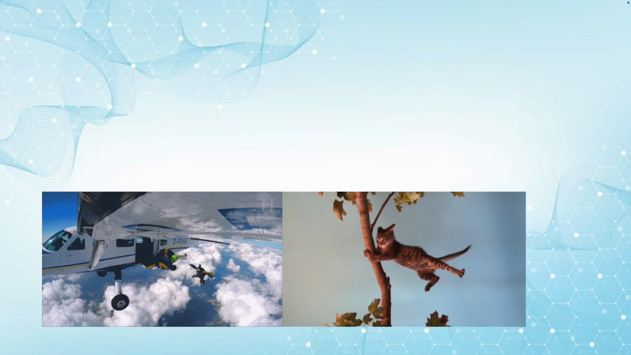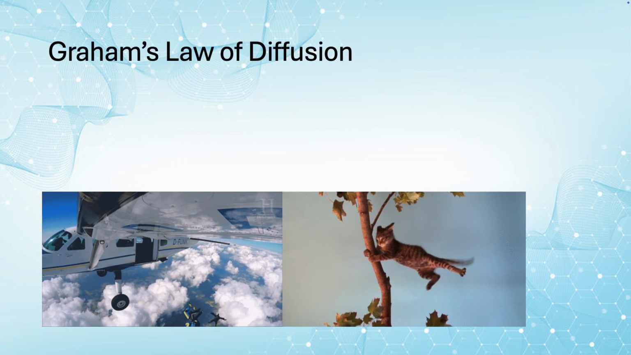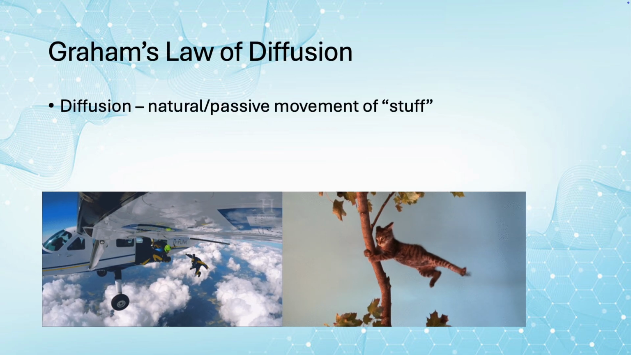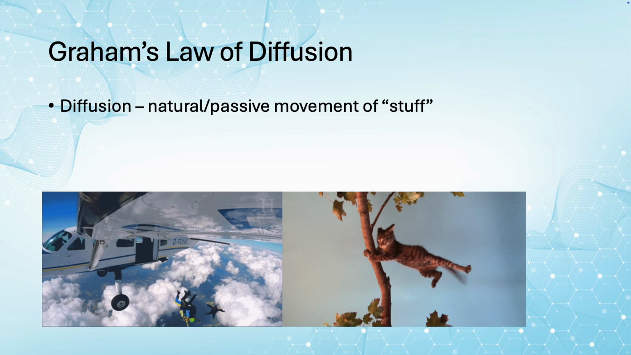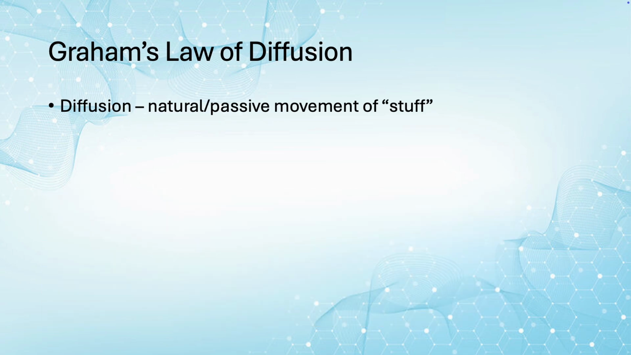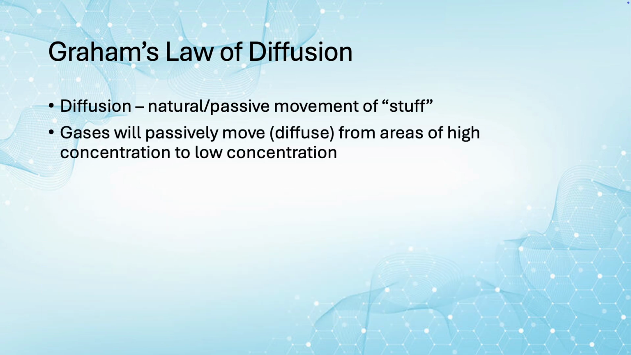If you've ever walked out of a plane or a building with a tight door, you might feel a breeze. This is partly due to Graham's law of diffusion. Diffusion refers to the passive or natural movement of stuff. In this law, Graham figures out that gases will passively move from an area of high concentration, or more stuff, to an area of low concentration, or less stuff.